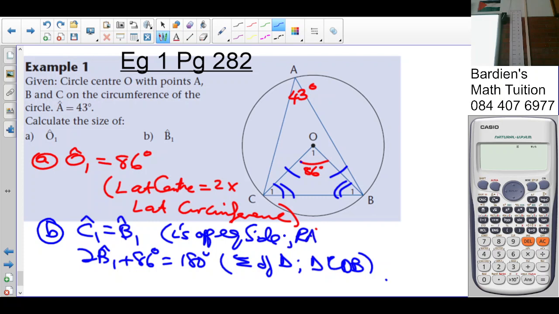And then we say, right, you see, I would have almost lost the mark. Thanks to that girl. It didn't go down as a mark lost. Okay. People, why didn't I say twice C1? We're looking for B. You understand? So B1 is equal to 180 minus 86 divided by 2, which is? 47. Right, you guys understand?